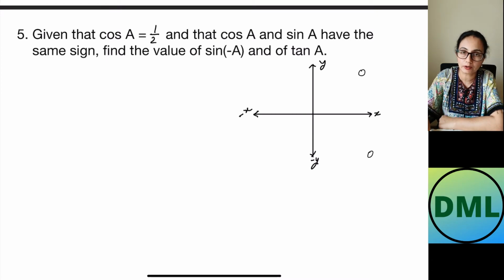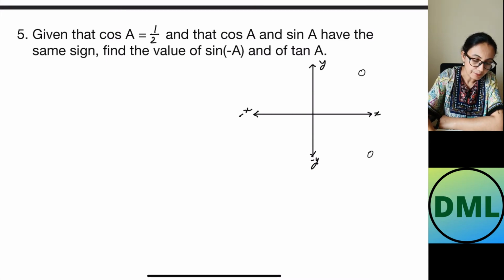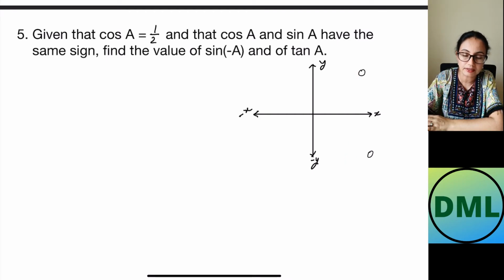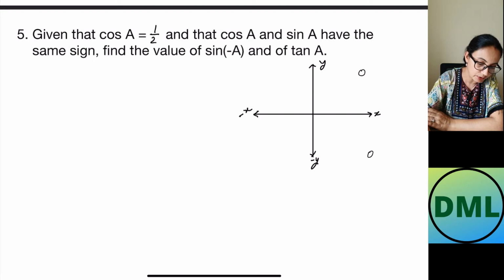Now I need to pick the quadrant. In which quadrant do cos A and sin A have the same sign? Now in the fourth quadrant, cos theta is positive but sin theta is negative. In the first quadrant, sin theta and cos theta both are positive. That means I need to draw my triangle in the first quadrant. Let's draw the triangle in the first quadrant.